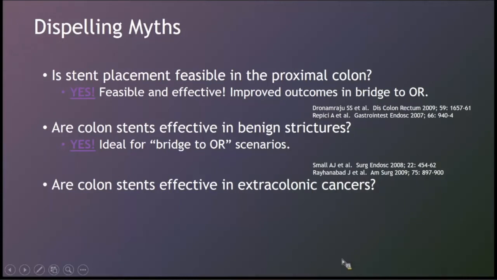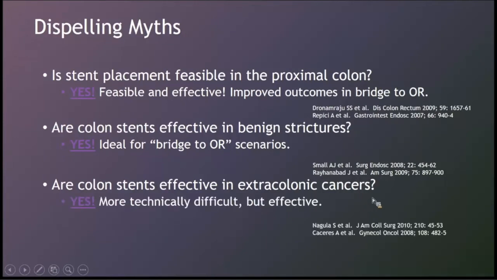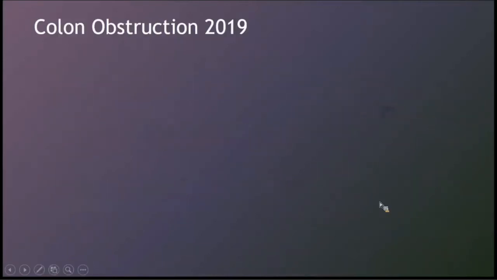Extracolonic cancers. So we see plenty of patients with gastric cancer and colon obstruction, ovarian cancer, colon obstruction. It's more difficult to do it, but it works. So these are always options for patients.